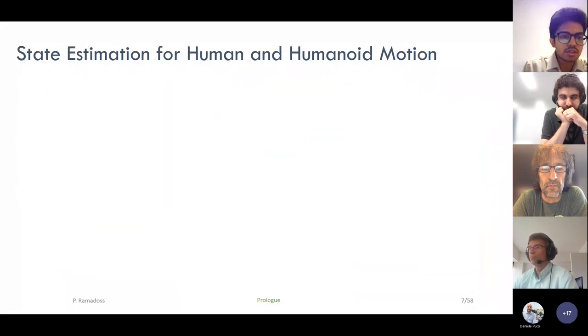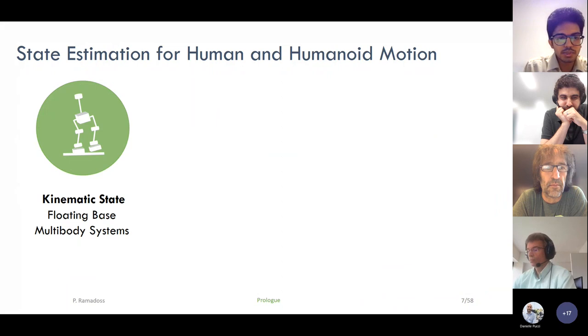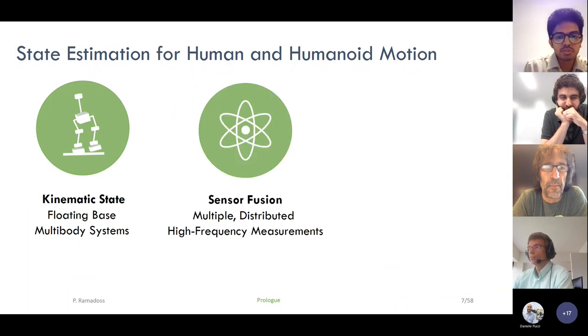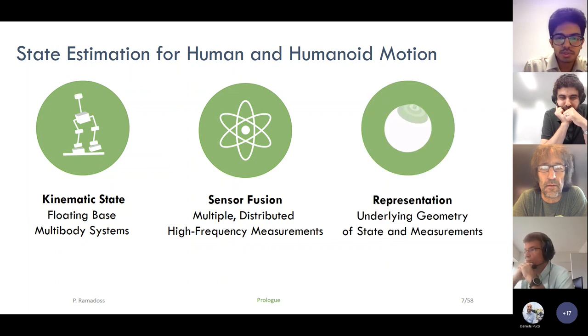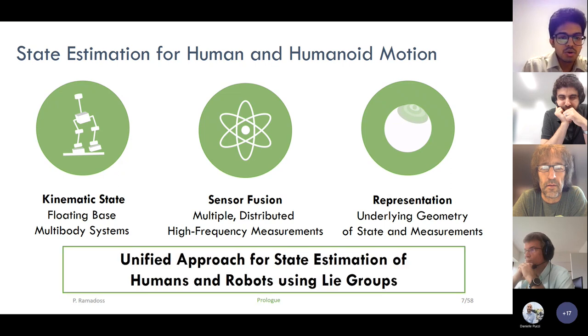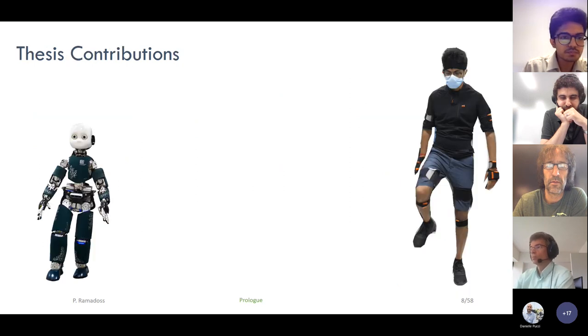My PhD thesis focused mainly on the state estimation blocks for robot control architecture and human behavioral architecture. In particular, the focus was on the estimation of kinematic state of floating-base multibody systems through a sensor fusion of multiple distributed high-frequency measurements using a proper representation for the underlying geometry of state and measurements. Overall, we provide a unified approach for state estimation of humans and robots using Lie groups.